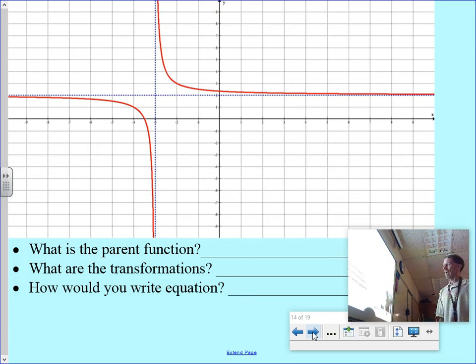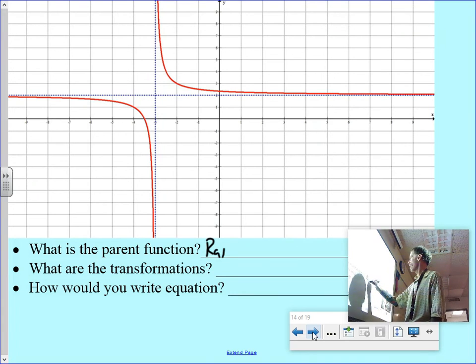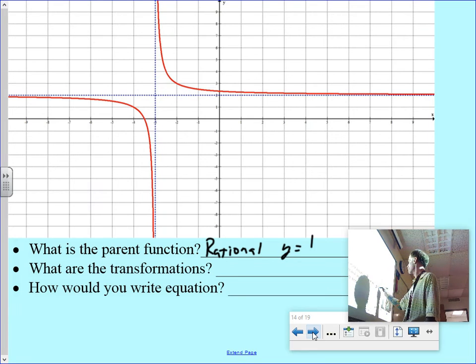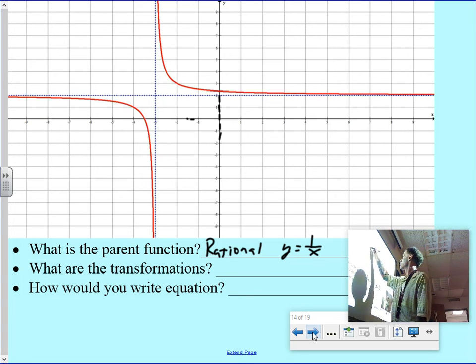Let's do one more of those for a rational function. Again, this is one with those 2 branches in the first and third quadrant. So this is rational. Y equals 1 over x is the parent function. What's going on here? Remember, normally my asymptotes are just on the x and y axis, right? So now we know that's been shifted left 3 and up 2.